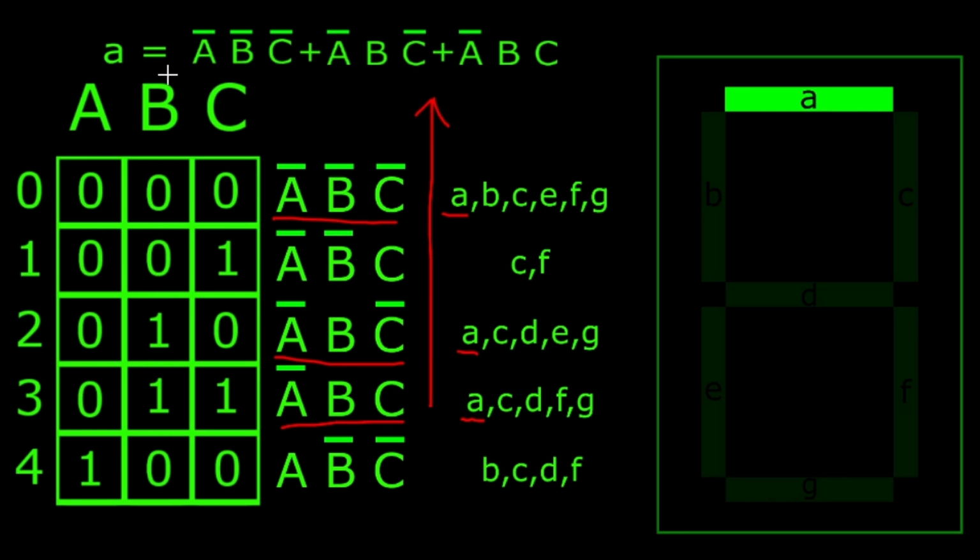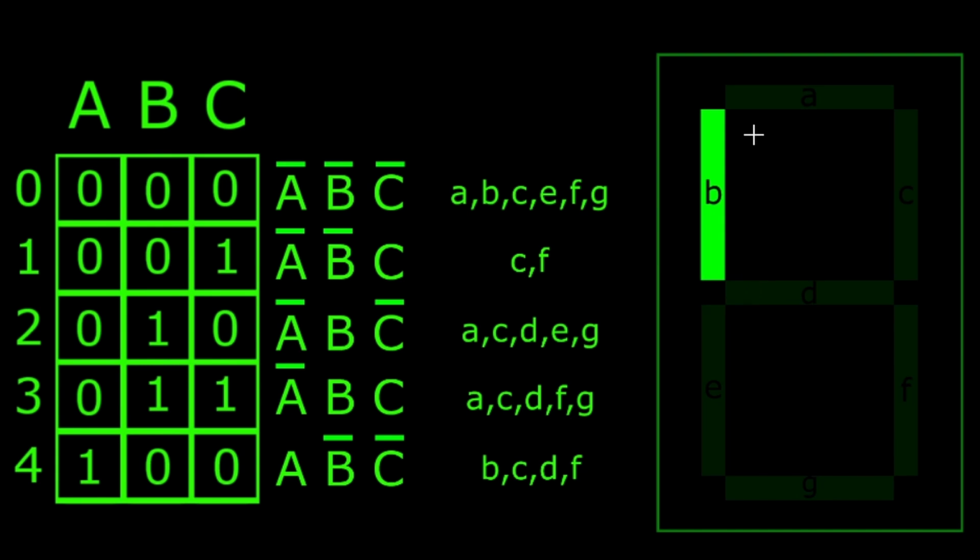So using NOT gates, AND gates, and OR gates, we could build this expression in real life and hook it up to our segment A, but that would be too many components. So we're going to simplify this and make it so that we need less logic gates. But first, we're going to make a sum of products for all of our other variables. Then we'll move on to the Kmaps, which we'll use for simplification.